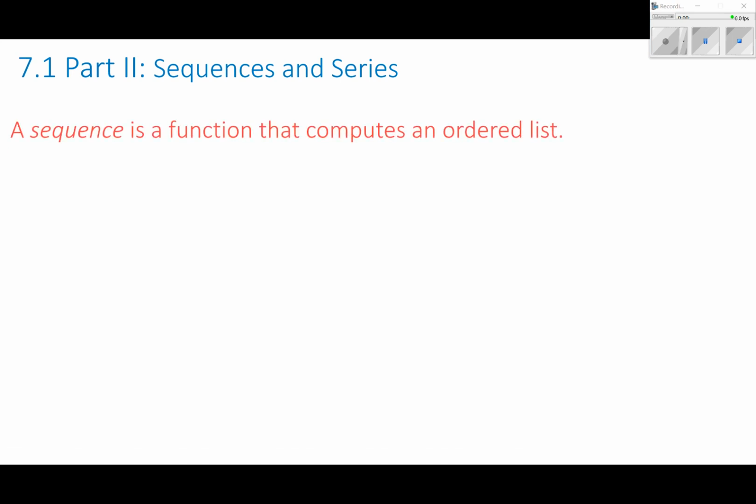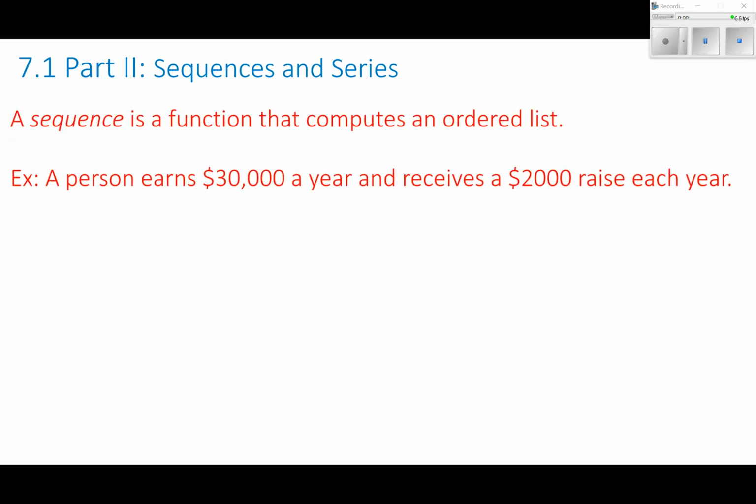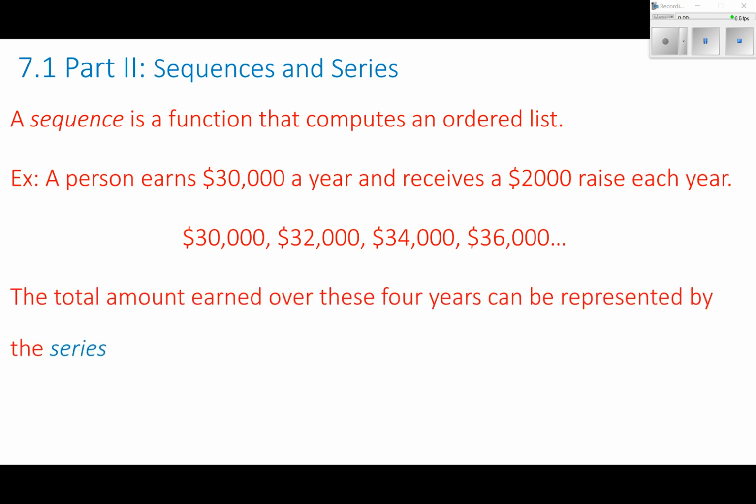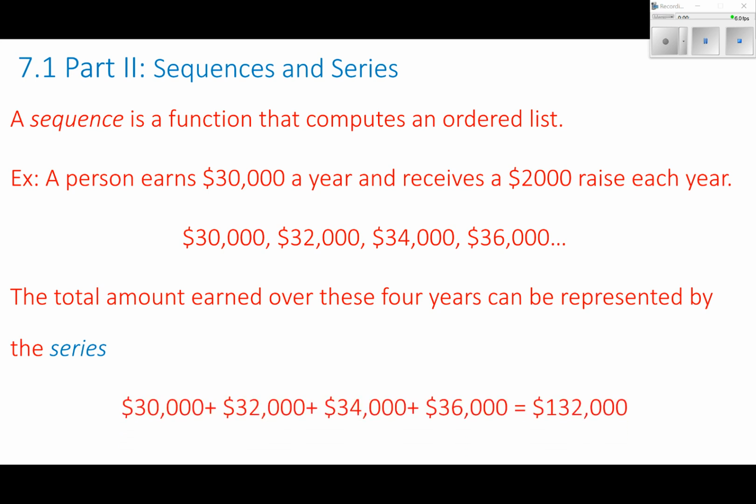So again, a sequence is a function that computes an ordered list. For example, if a person earns $30,000 a year and receives a $2,000 raise each year, we can represent the sequence as starting at 30,000, then going to 32, 34, 36. Now, the total amount earned over these 4 years can be represented by the series, which is 30,000 plus 32,000 plus 34,000 plus 36,000 to get 132,000. So a series takes your sequence and adds the terms all together.